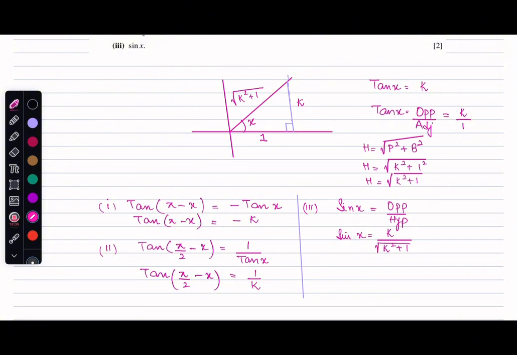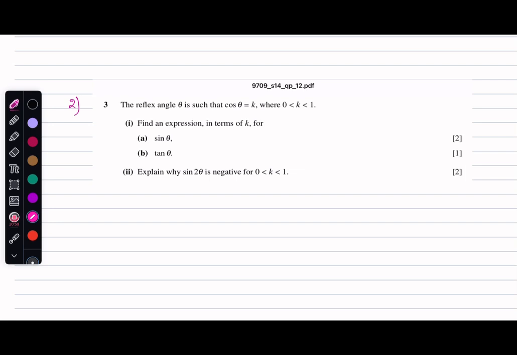Let's move to the next question. The second question is chosen from May-June 2014, paper 1 variant 2, and it's the third question in the paper. The question says it's the reflex angle theta. So if it's the reflex angle, it can lie in the third quadrant and also in the fourth quadrant, and it is such that cos of theta equals k.